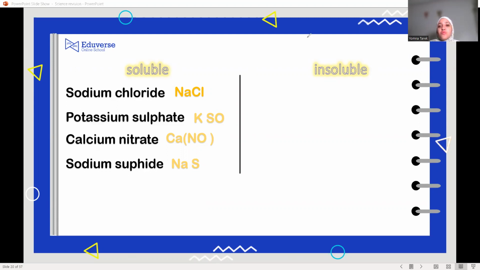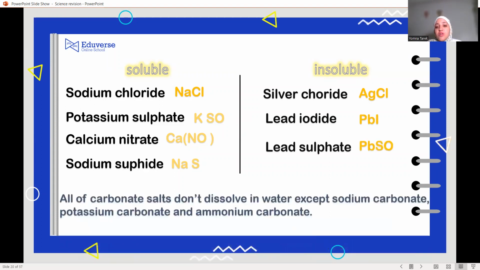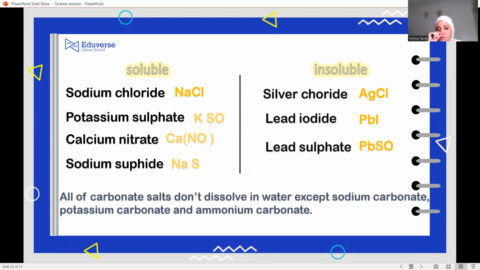Okay, what about insoluble? Insoluble like silver chloride. Have you ever brought a piece of silver and it's soluble in water? No. So anything containing silver is not soluble in water. Also lead iodide. Lead, it's in the pencil. Have you ever brought a lead and put it in water and it dissolved? No. So it's insoluble. And finally, we have lead sulfate.